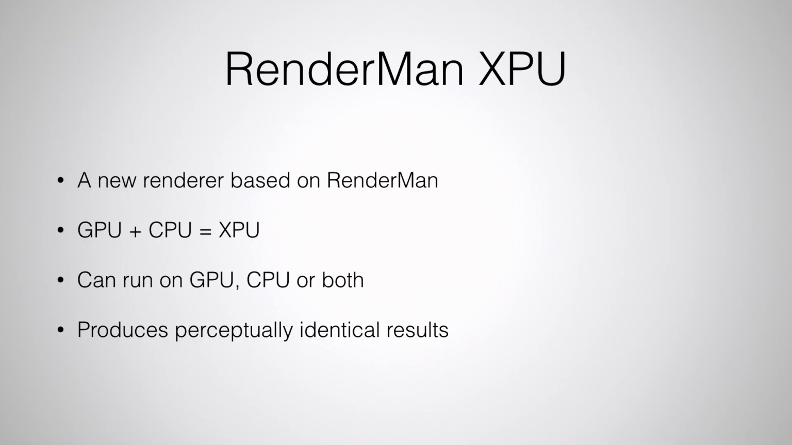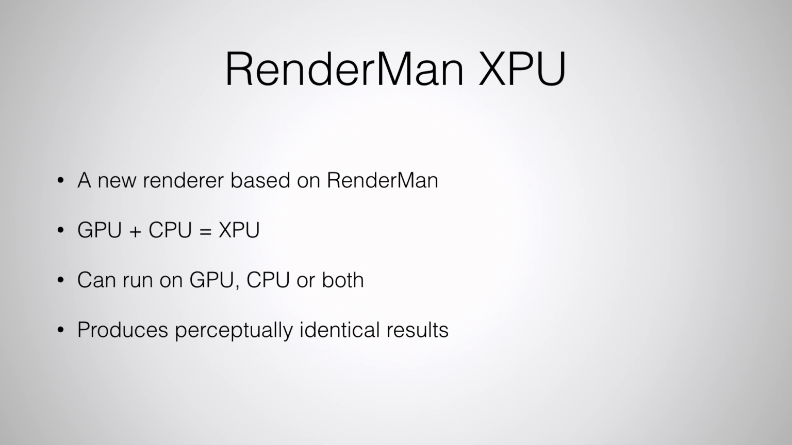So I want to introduce quickly RenderMan XPU. It's our next generation renderer. It's a brand new renderer based on RenderMan. It means that it's going to use the same scene description, the same way for the users to operate it, but it is a brand new implementation. So this is GPU and CPU that can render separately. So you can produce a frame entirely on a GPU or entirely on a CPU, or both rendering combined to combine the speed.